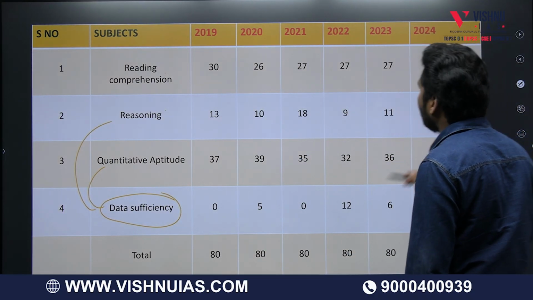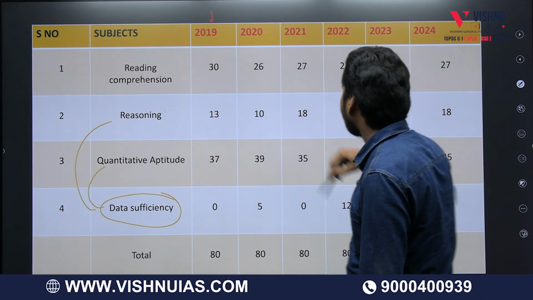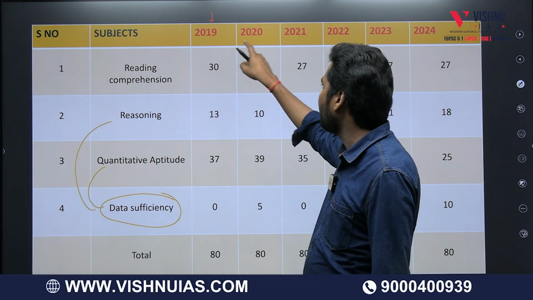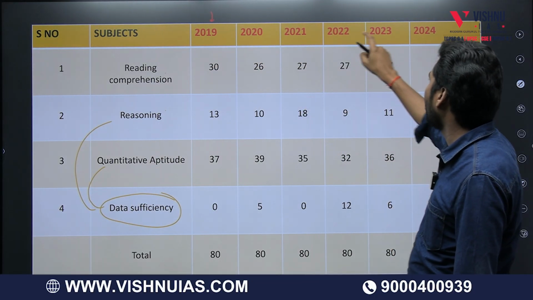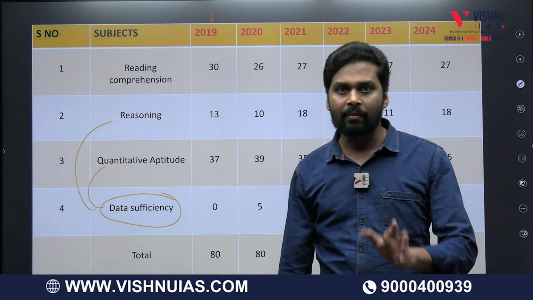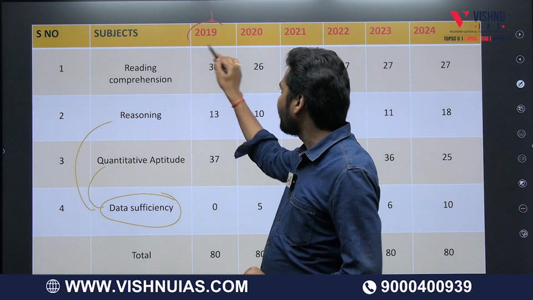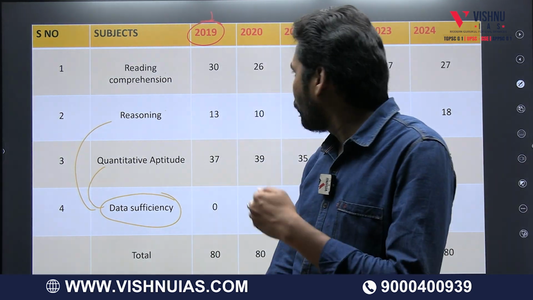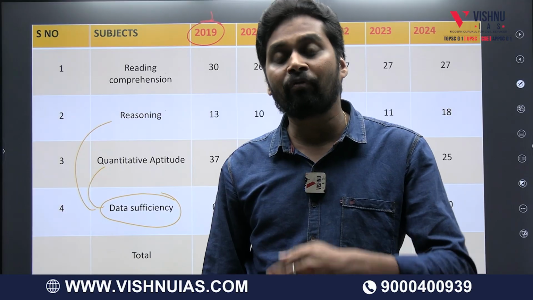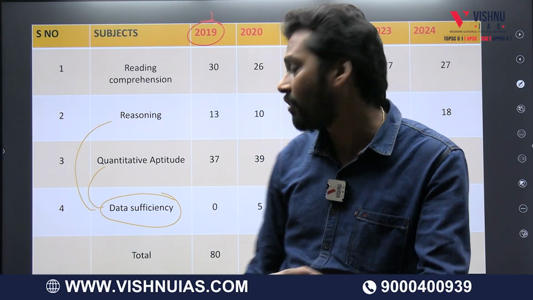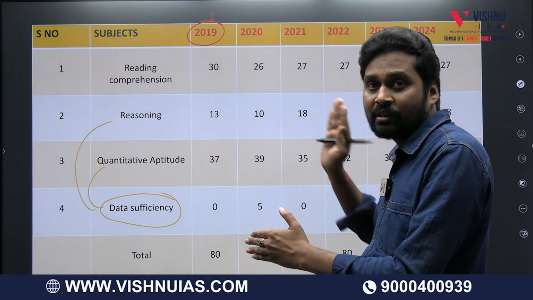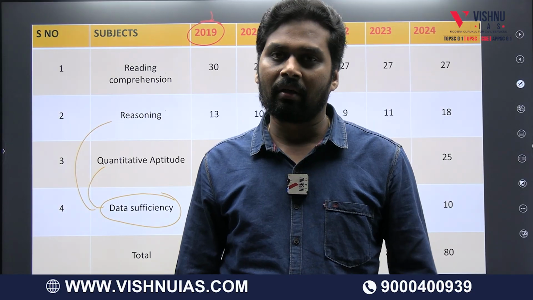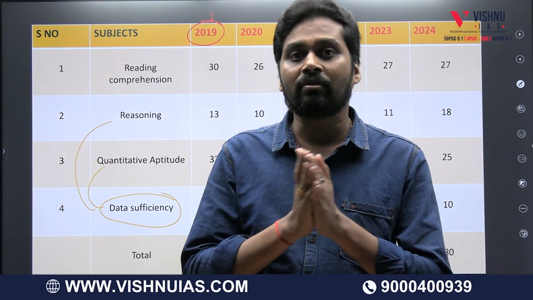Here you can clearly see the data from 2019. This represents the number of questions in 2019, 2020, 2021, 22, 23, 24. We'll see one by one. Why do I take the data from 2019 only? There is a reason. The CSAT story before 2019 is completely different from the story from 2019, because before 2019, the success rate of CSAT was good.